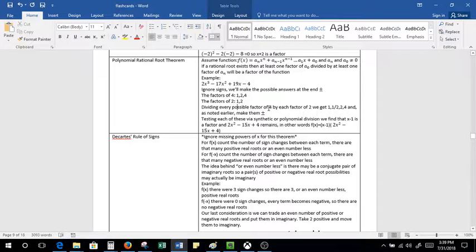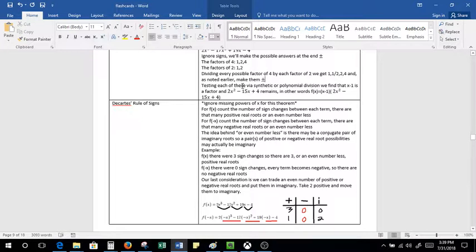If we divide every possible factor of 4 by each factor of 2, 1 over 1 is 1, 1 over 2 is 1/2, 2 over 1 is 2, 2 over 2 is 1. We already had a 1, so we don't need to put it in again. 4 over 1 is 4, and 4 over 2 is 2. We already had 2, so we don't need to do it again. So these are all the possible results we get. And as we said before, we're going to make them all plus or minus.